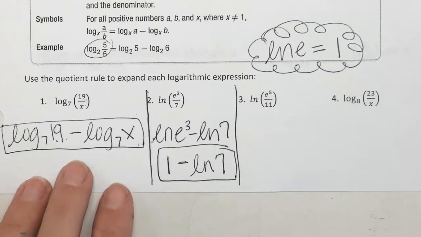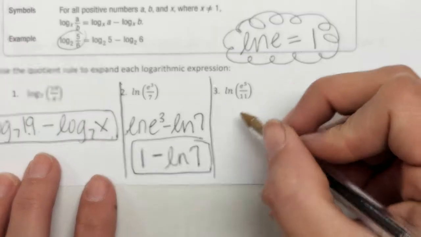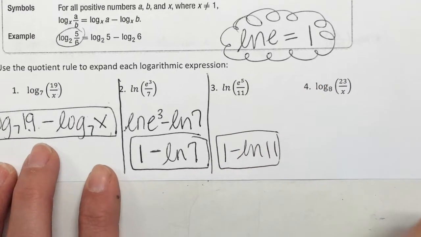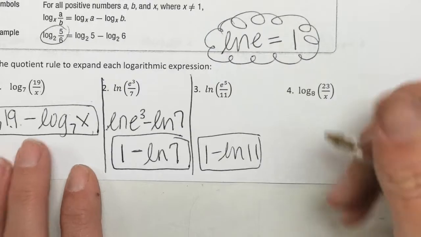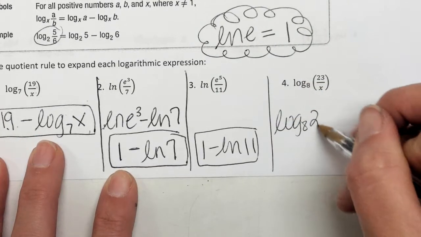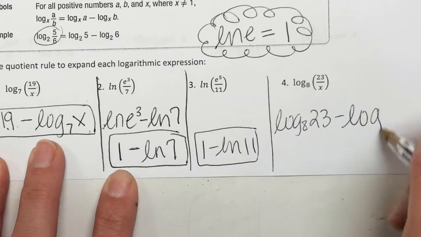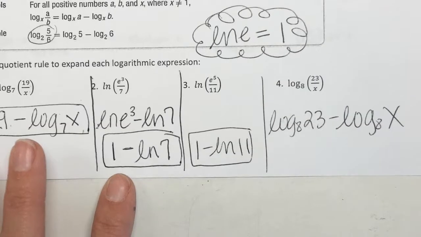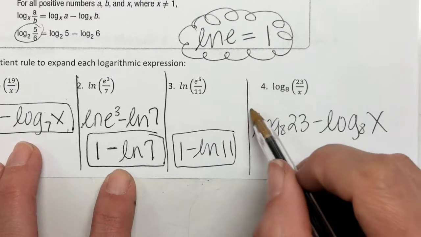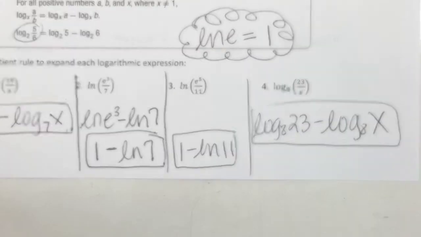Alright, Kaya, what'd you get for this first one? I got 1 minus L in Good. Any questions about that one, guys? Alright, Ransom, what'd you get for this one? Log A 23 minus log A x. Kelsey, can we simplify either one of these? Nope. Very good. Everybody's, yes, go ahead.